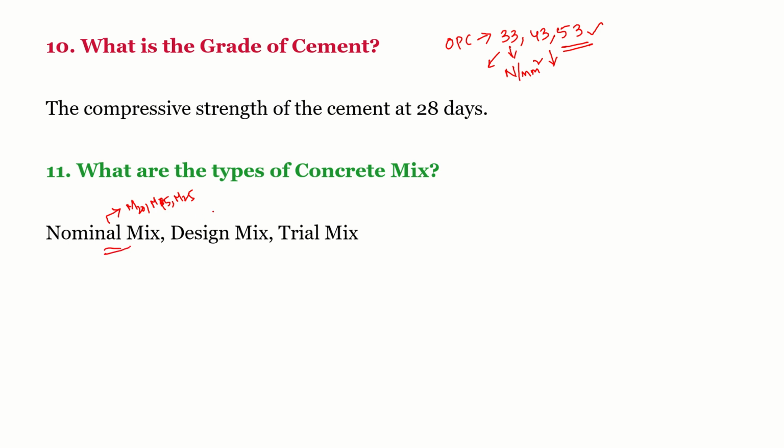Once you are going above M25, like when you start from M30, you have to design. There is no standard mix proportion given, so you have to design it, and this is called a design mix. Then the third one is called trial mix.